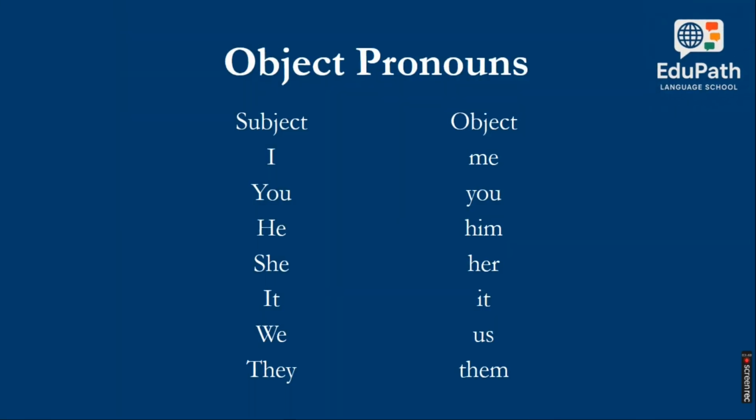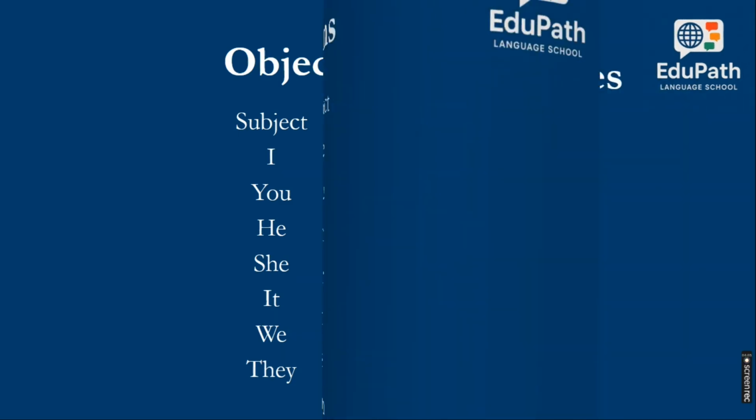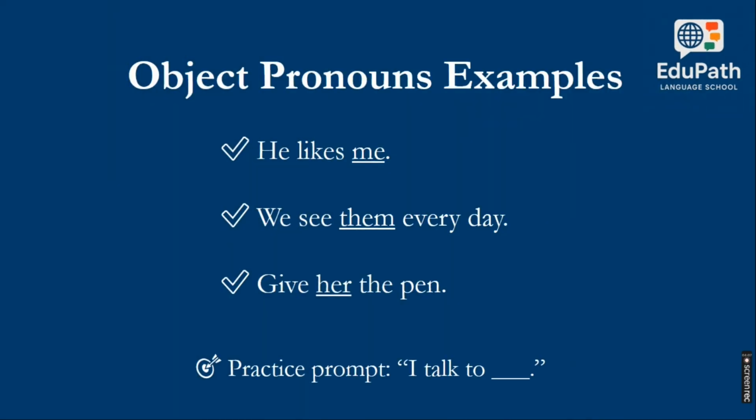So if the subject is I, the object is me. For you, it is you. He becomes him, she becomes her, it remains it, we becomes us, and they becomes them. Let's take a look at some examples. For example, he likes me. That is the object of the sentence, me. We see them every day and give her the pen.